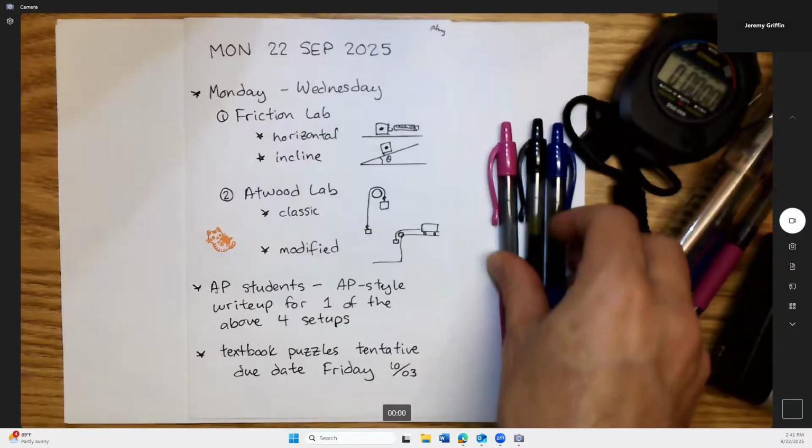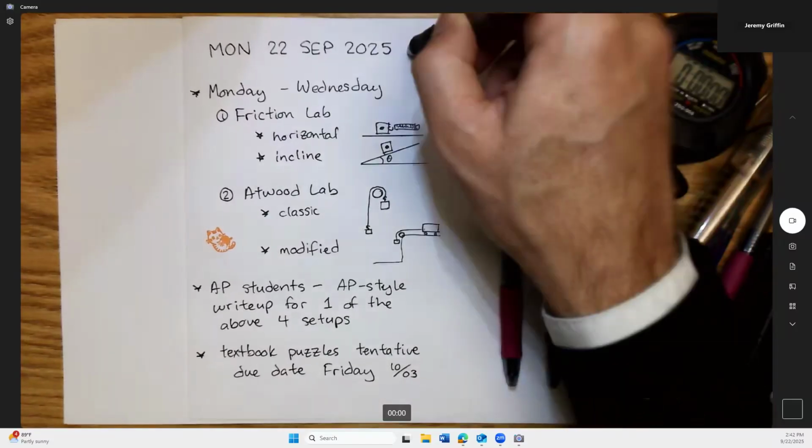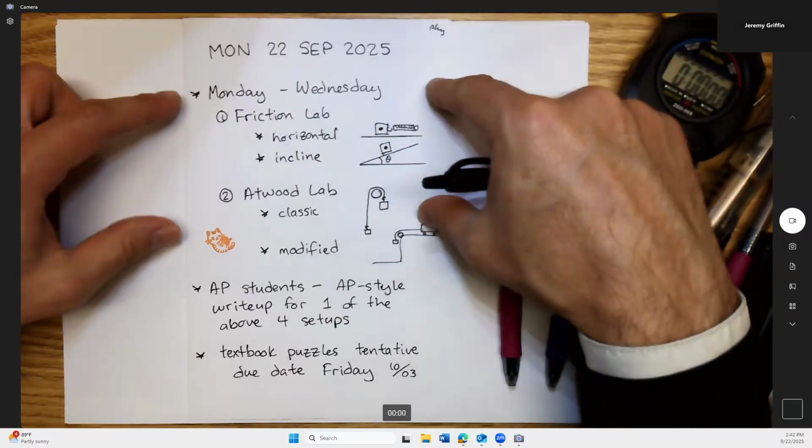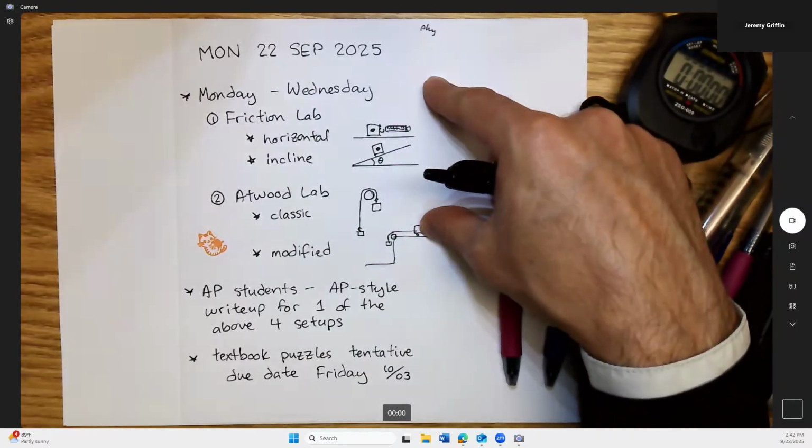Recording's rolling. It is Monday, September 22nd. So we're taking today and the next 2 days, so a 3 day block, fair to do these two labs.